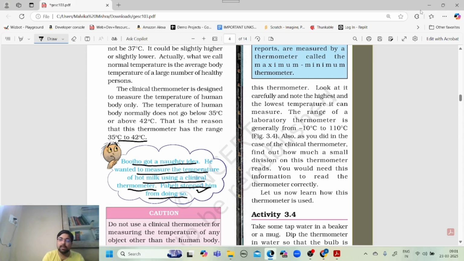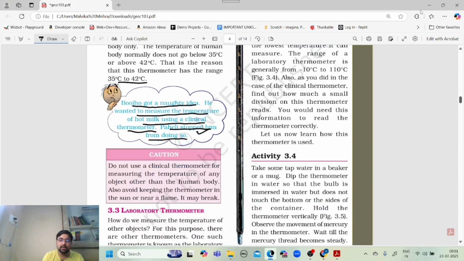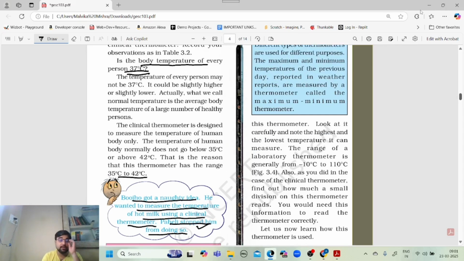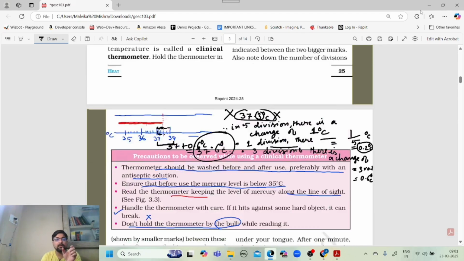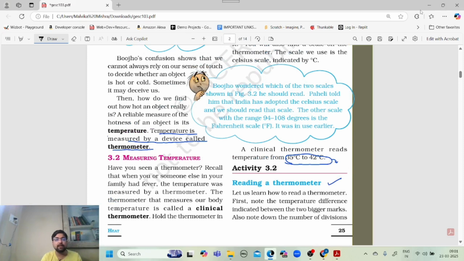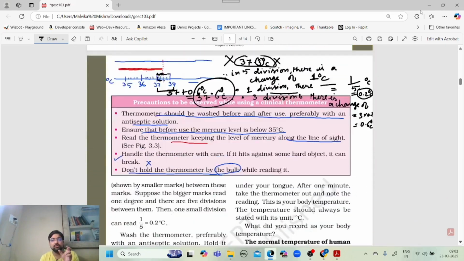One thing I want to mention here is that there is another unit written over there. You will find on the calibration of the thermometer a unit known as Fahrenheit, right? The range in Fahrenheit is 94 to 108 degrees, and this is known as the Fahrenheit scale. So you should notice it also.